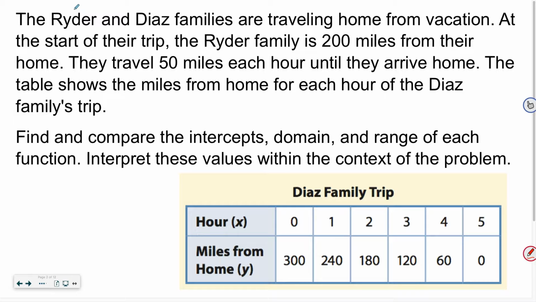This is the example that we're going to use to introduce these terms. Okay? We have the Ryder and the Diaz families. They are traveling home from vacation. At the start of their trip, the Ryder family is 200 miles from their home. They travel 50 miles every hour until they get home. The Diaz family, their information is shown in the table below, this table right here. So we are going to find and compare the x-intercept, the y-intercept, the domain, and the range. You know one of those already. We've already defined the y-intercept. We're going to define the other three today and figure out how to find them and what they mean in the context of this problem.